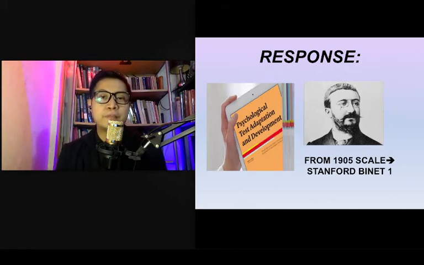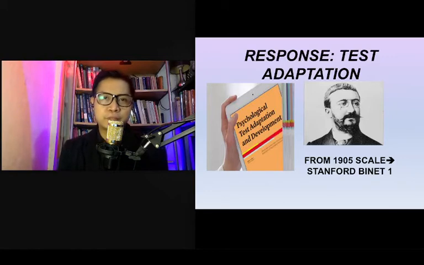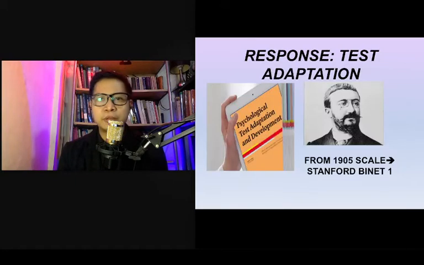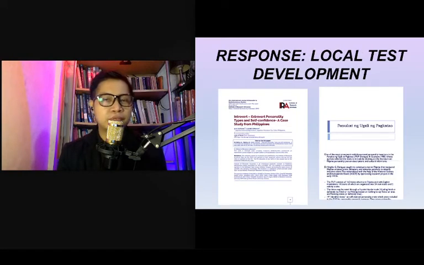Make it Filipino norm. Another response na dapat nating ginagawa is local test development. Iba yun sa adaptation, no? Yung test adaptation kasi you are localizing a foreign test, pero yung test development, local test development, gagawa ka talaga ng isang local test na lalaban sa isang foreign test.